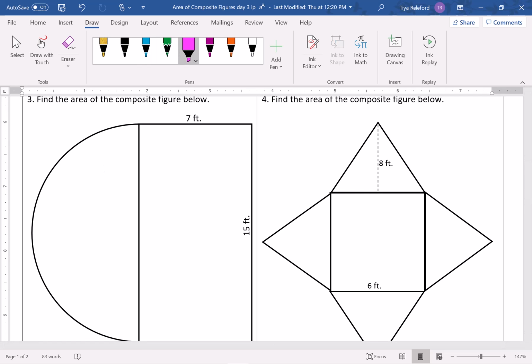Number 3, it looks to me like you have a half circle. And a rectangle.